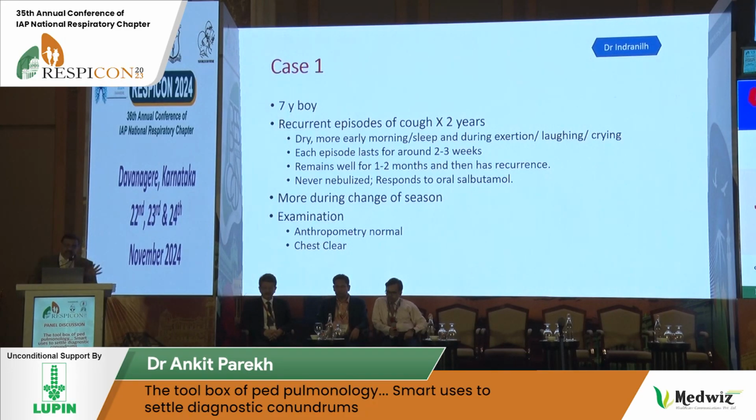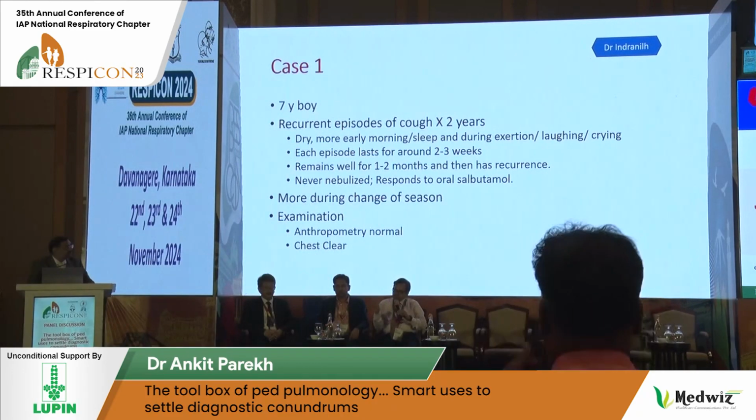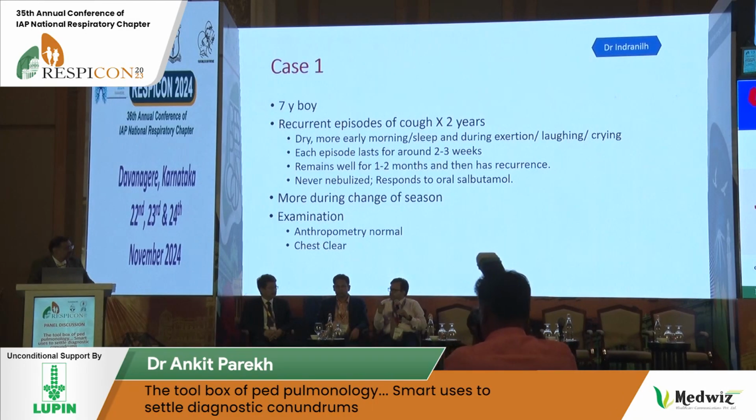So with this background, Dr. Indranil, what would you like to think about? How would you go about this case? So if you see this case, this 7 years recurrent episode of cough, episodes of wheezing, and remaining well and responding to oral bronchodilators, seasonal changes, this all fits with the diagnosis of asthma. So clinically, it seems to be asthma.